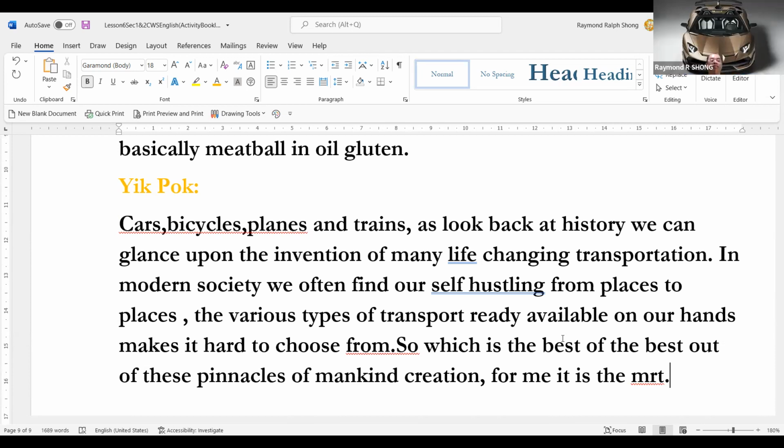Well done. Pinnacle means one of the best, which is the top of it. Now, if you want to put MRT, you have to put the full form, mass rapid transit, then bracket MRT. Wasn't it mass rapid transport? The whole is mass rapid transit, correct, not transport, sorry. So you have to write MRT all the way for your essay, okay?